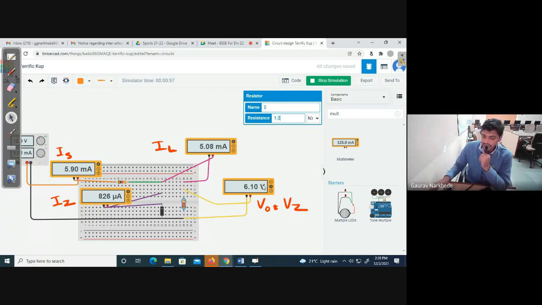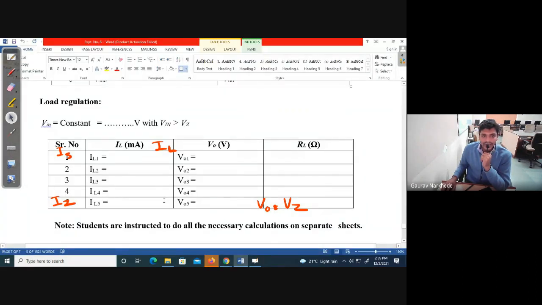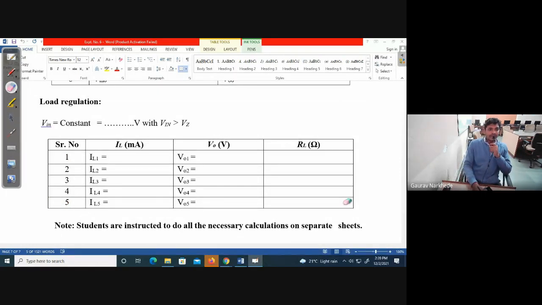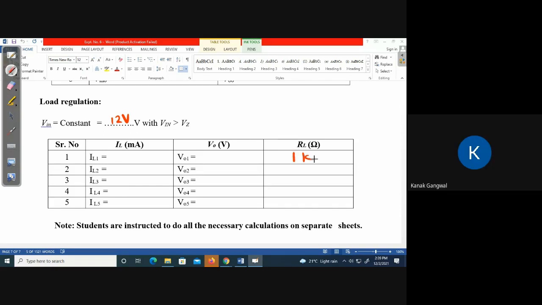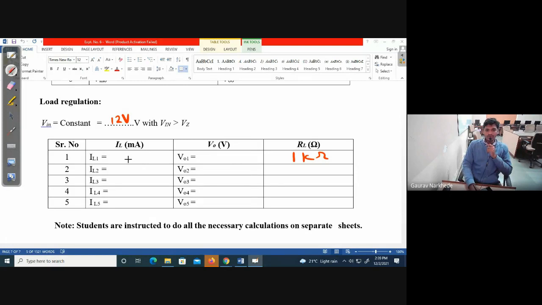Let us open this, and here I will rub this, and here what you will be writing? You want to mention the load current, right? So this is 12 volts. When RL is let us say 1.2 kilo ohms, take 1 kilo ohm as well. So this was 5.98, right? IL was something. Write the readings from here.